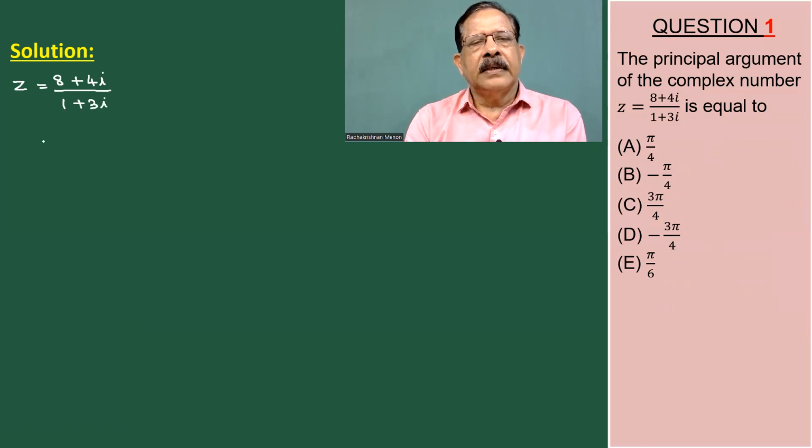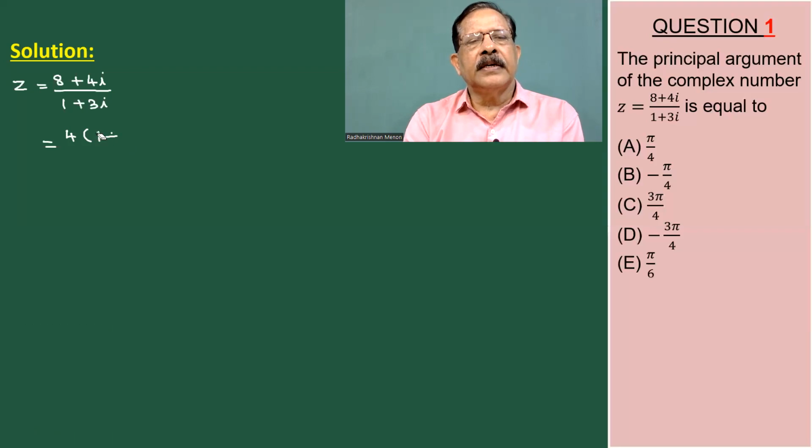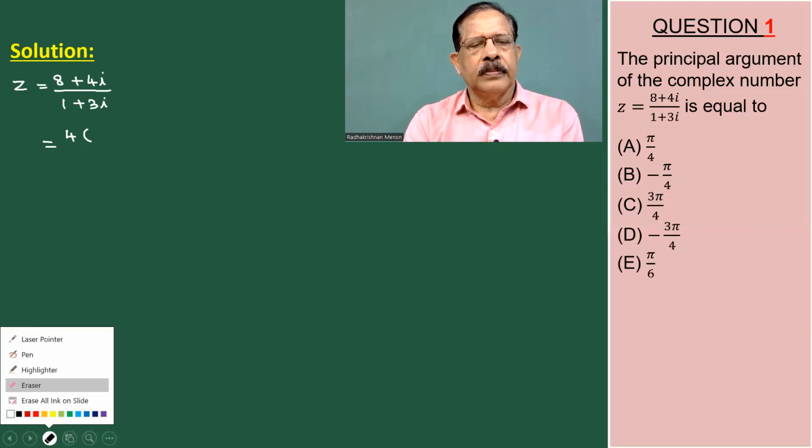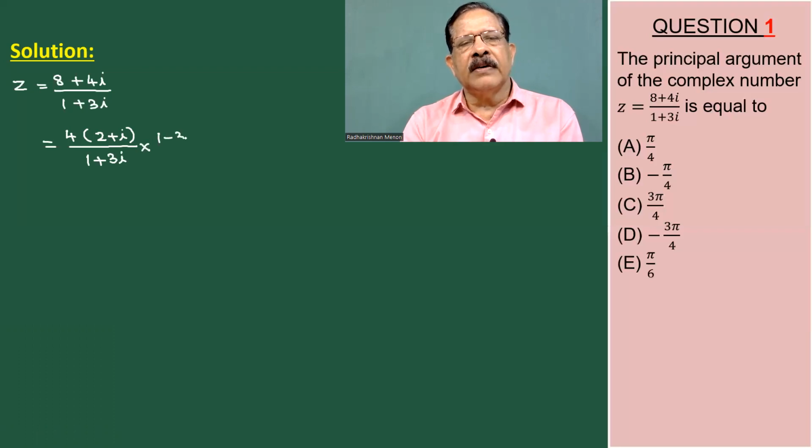In the numerator, we can take 4 as a common factor: 4 into (2 plus i) divided by (1 plus 3i). You know the method: multiply the numerator and denominator by the conjugate of the denominator.